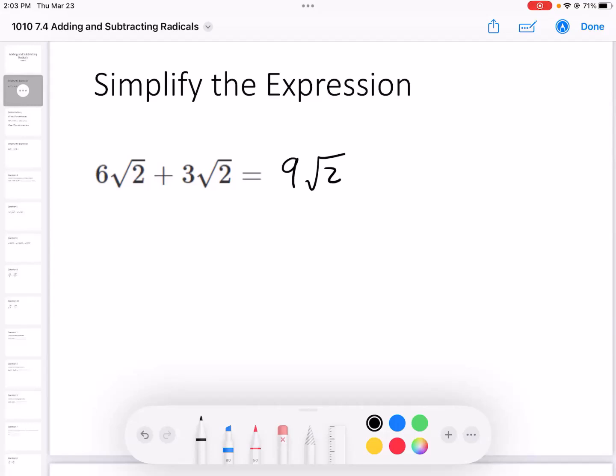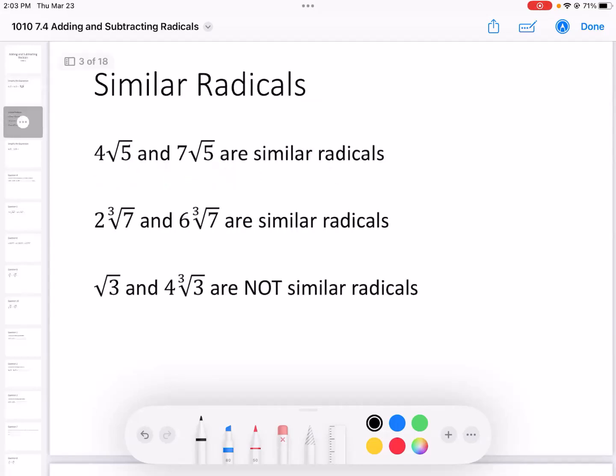Now, the main thing you need to be aware of when you're adding these is that the roots have to match exactly. So your textbook calls them similar radicals. In this first line, 4 square roots of 5 and 7 square roots of 5 are similar radicals because the square root part is the same. They both have a 5 on the inside of the root and they're both square roots. Same thing with this one. You could have similar radicals where you have 2 cube roots of the same thing.